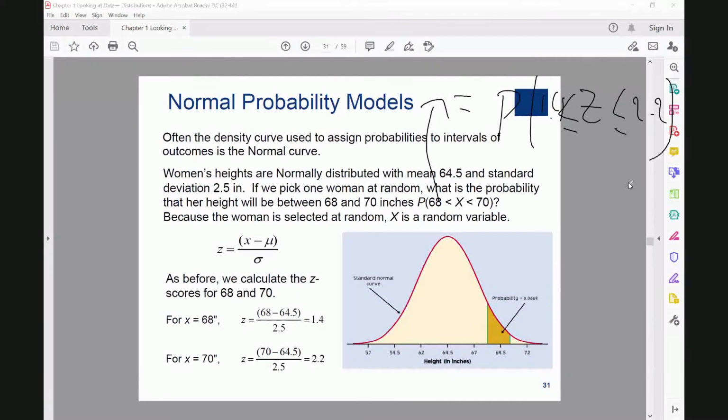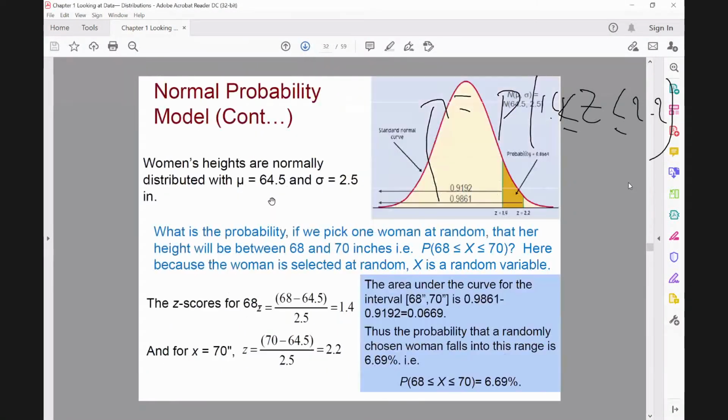This probability can be evaluated thanks to the table. Why? Because this is slide 32. Once z equals 2.2, the probability of z less than 2.2 is 0.9861, thanks to the table, and the probability of z less than 1.4 is 0.9192. Once we take the difference, because we need just the probability between A and B, it is the probability of z less than B minus the probability of z less than A. We can write it in terms of percentage without any problem.